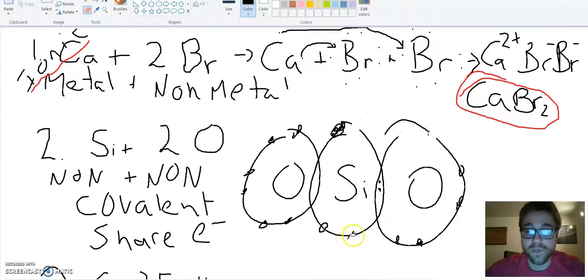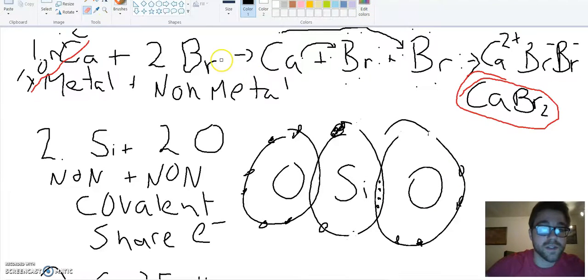And if oxygen shares 1, silicon shares 1. Okay, so oxygen shared 1, silicon shares 1. Now let's see. That's 1, 2, 3, 4, 5, 6, 7, 8. All right, that oxygen's happy. So the same thing has to happen on the other side now.